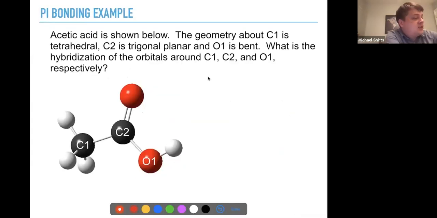Acetic acid is shown below. The geometry about C1 is tetrahedral.